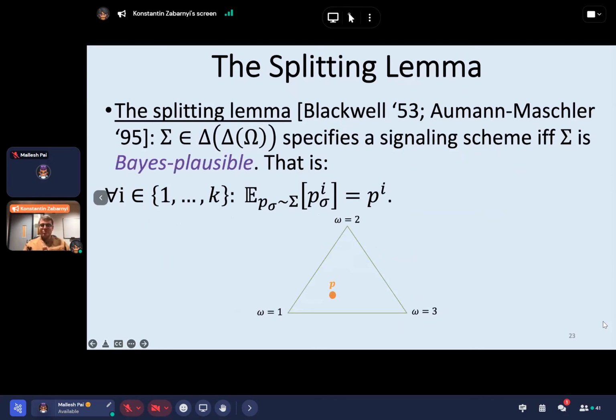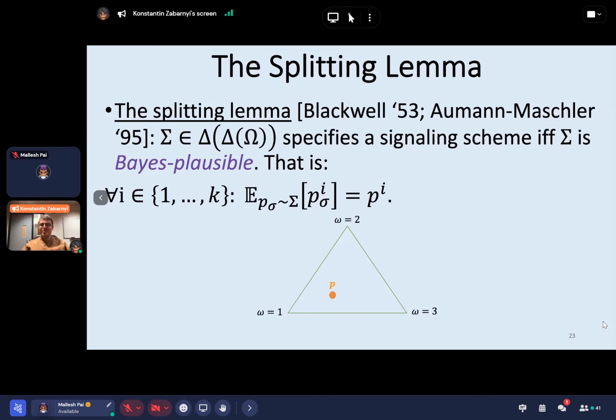So the necessary and sufficient condition for a distribution over posteriors to correspond to a Zabarnyi scheme is called Bayes plausibility, and it requires that in expectation over the Zabarnyi scheme, when we refer to it as an unconditional distribution over posteriors, coordinate-wise, the expectation of the posterior must be the prior. So the sender can play with the belief of the receiver in every realization separately, but not in expectation. And why is it true intuitively? So the name, splitting lemma, of this condition suggests what happens here.